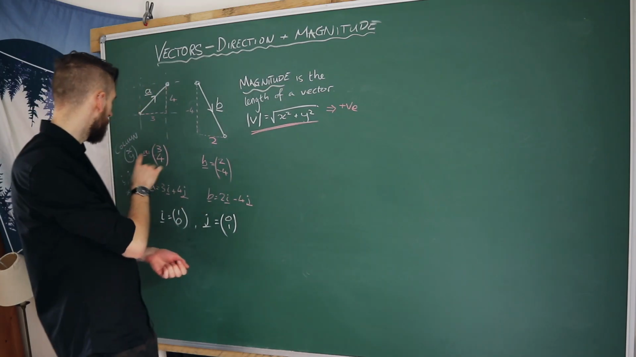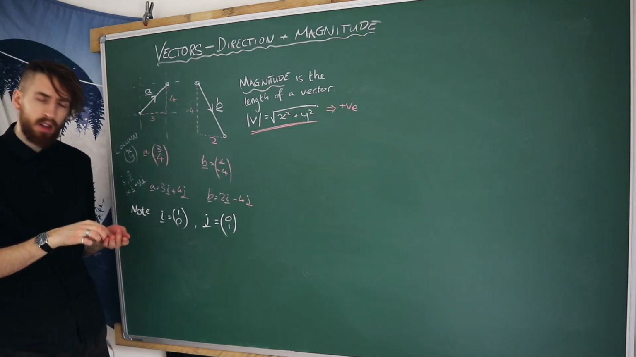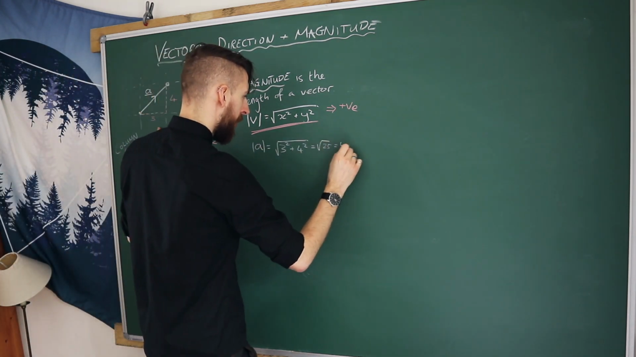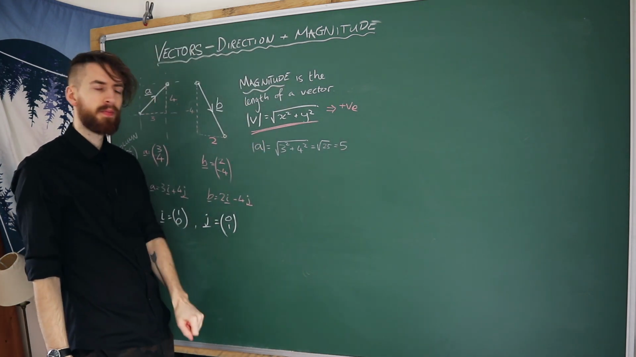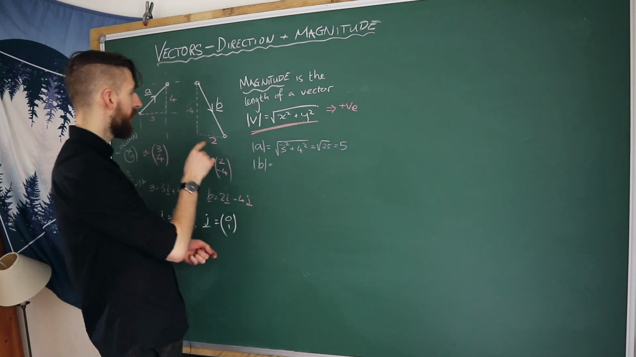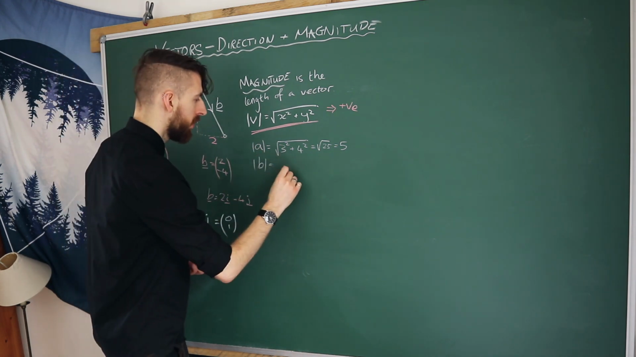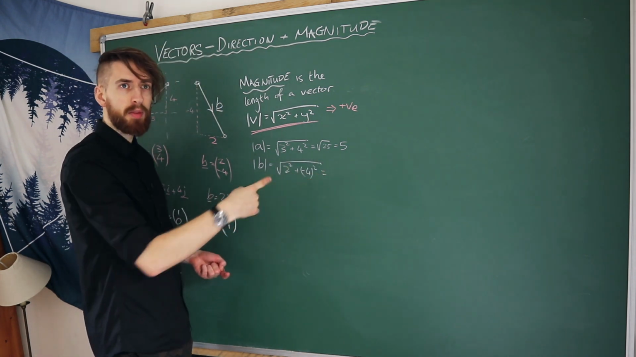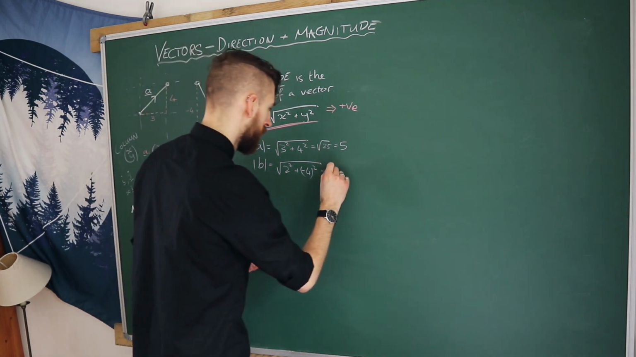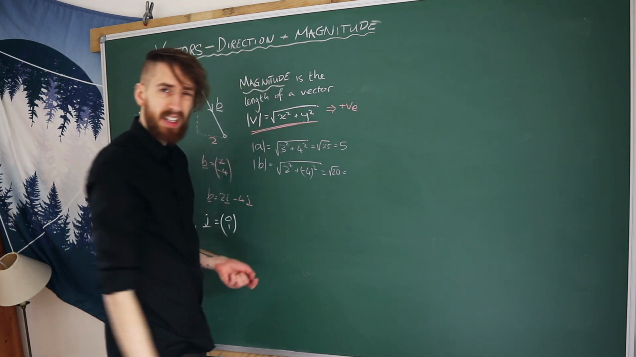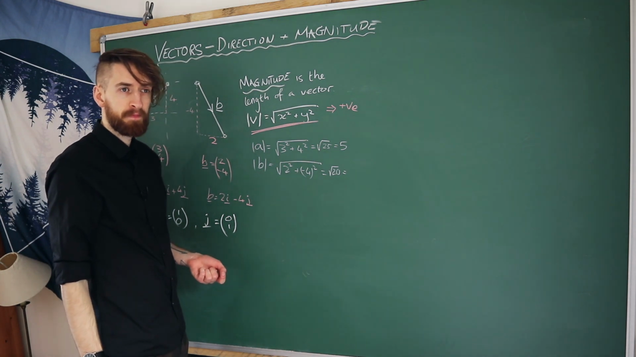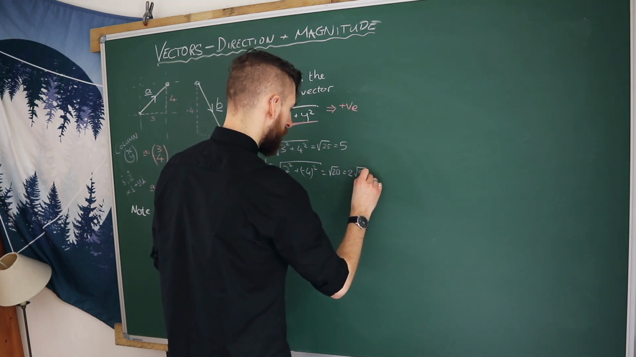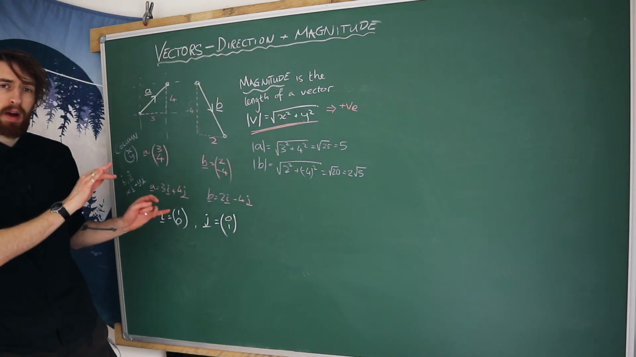So let's have a look at our examples. The magnitude of A is 5. That's all it is. Now let's have a look at B. Now B, when x was 2, y is minus 4. But because this minus 4 is squared, then that becomes 16, plus 4, so it's root 20. Can you simplify root 20? 4 and 5, 2 root 5. Need your surds for this. So that's the magnitude of something.